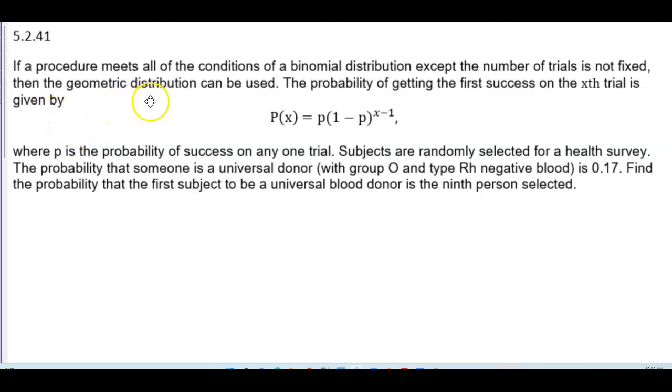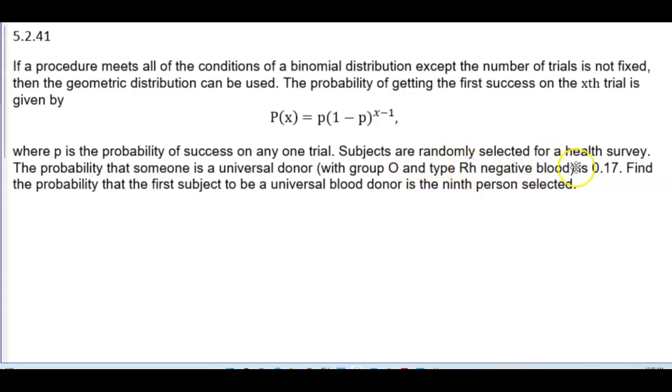If a procedure meets all of the conditions of a binomial distribution except the number of trials is not fixed, then the geometric distribution can be used. The probability of getting the first success on the xth trial is given by the following: P(x) = p(1 - p)^(x - 1), where p is the probability of success in any one trial.